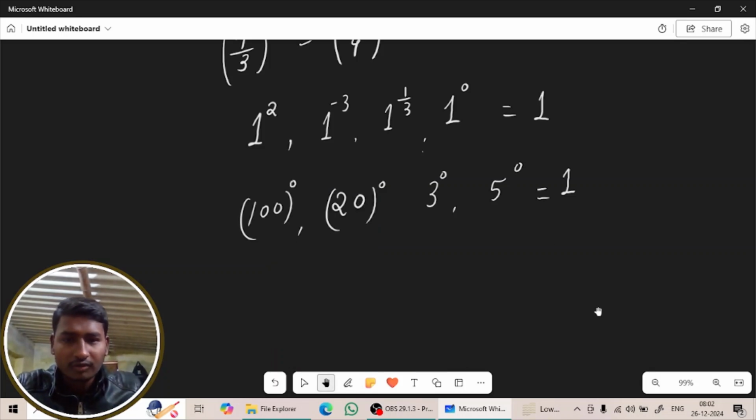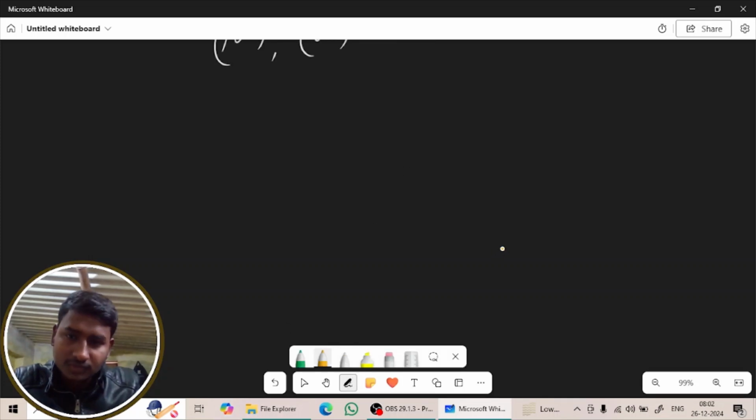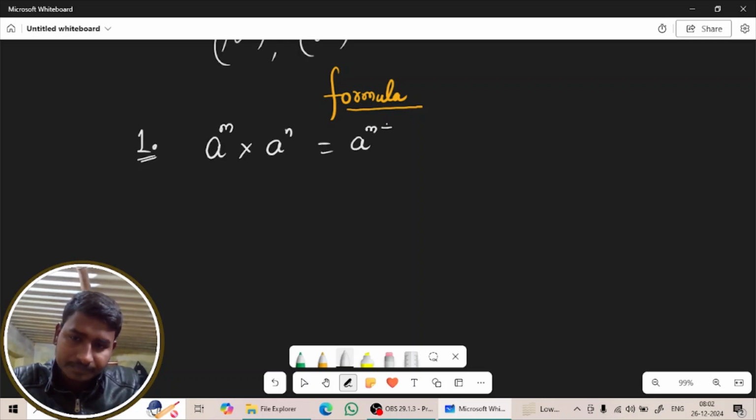Okay. Now the next thing you learn is the formulas of exponents. So now let's see some formulas of exponents. The first formula is the product rule, and it works this way. If a to the exponent m is multiplied by the same number to the exponent n, we add their exponents. If they are in division, we subtract their powers. Got it?